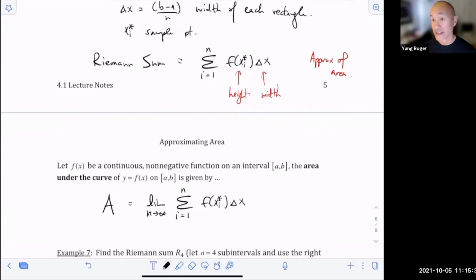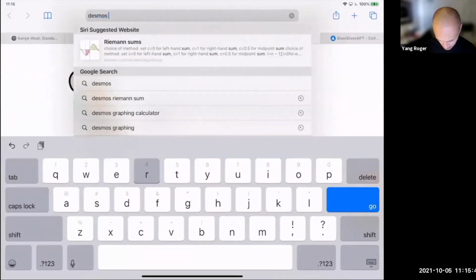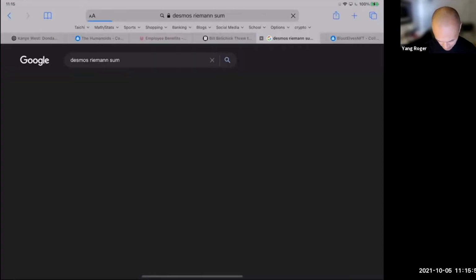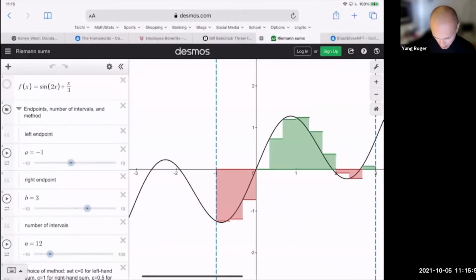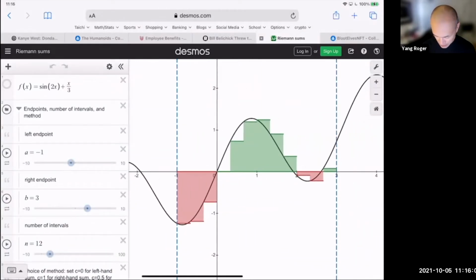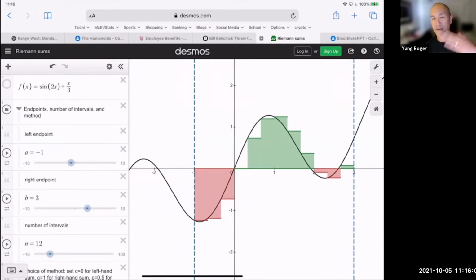a graphical example. Desmos, Riemann sum. Here we go. So if you take a look at this picture, you see that we have red blocks and we have green blocks. Those of you that have watched the 4.2 video, do you know what the difference is between the red blocks and the green blocks? Does anyone want to take a guess?